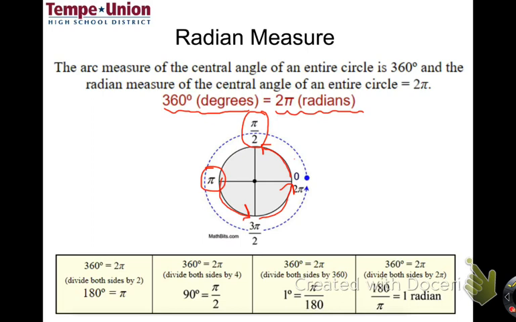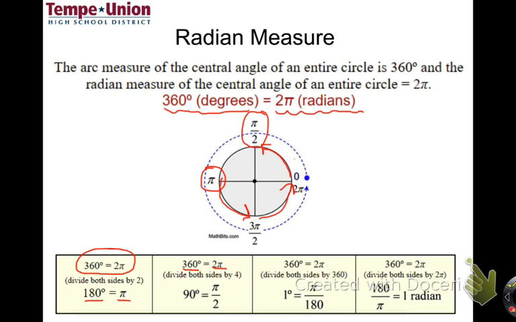These things on the bottom aren't crazy important, but I'll talk about them for a minute. If you started off with 360 equals 2 pi, which is definitely true, you could divide both sides by 2. And if you did, then that would get you 180 degrees is equal to pi. So those are equal to each other. The other thing you could do is you could take your 360 equals 2 pi and you could divide both sides by 4.